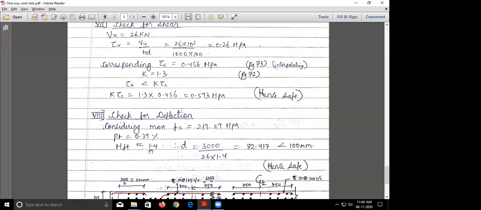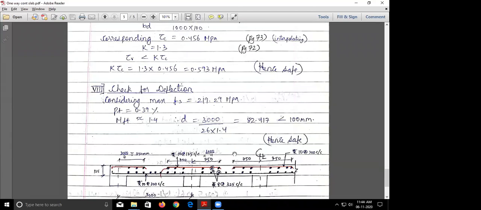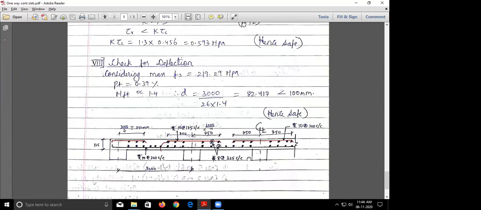If you take a scale and draw with a pencil on the IS code, you will get a point. So MFT is 1.4. Using this MFT I'm checking the depth. The depth is coming out to be 82, which is less than 100, so hence it is safe in deflection also. Then you can draw the reinforcement detailing. You can also check for development length, the same way as we have done before.